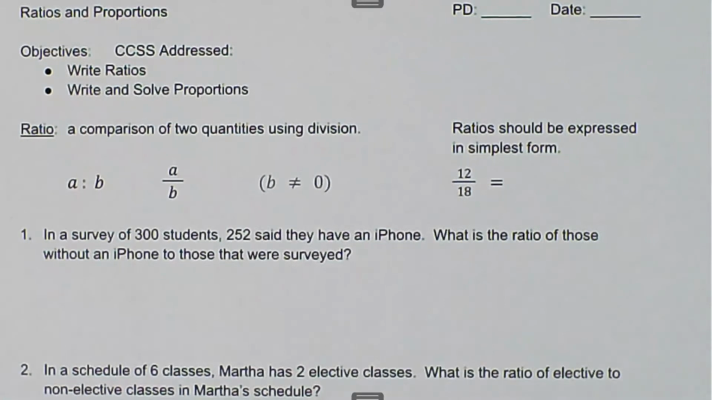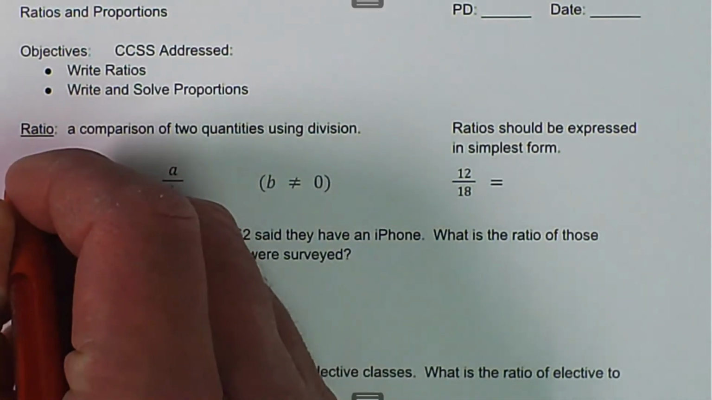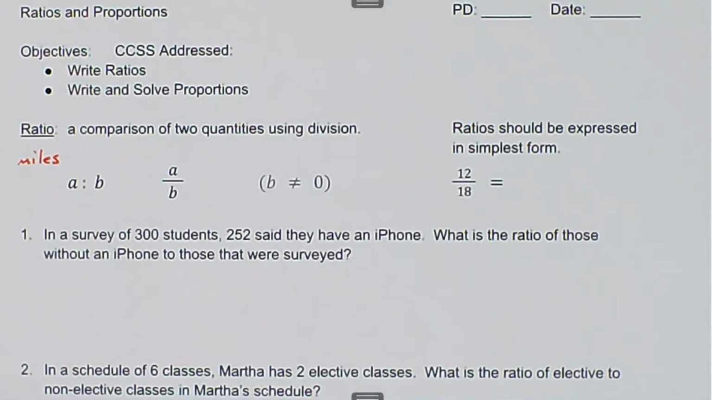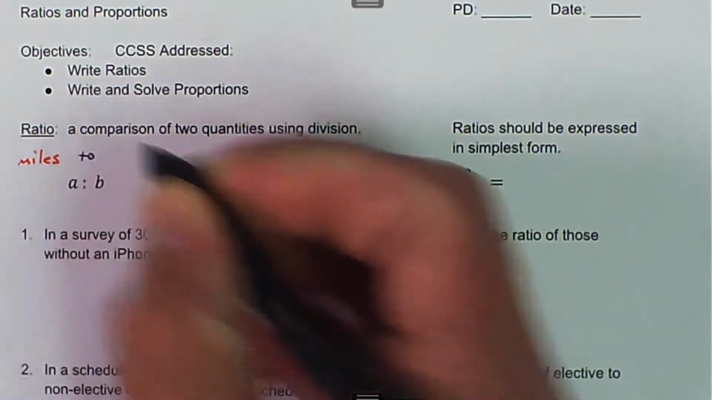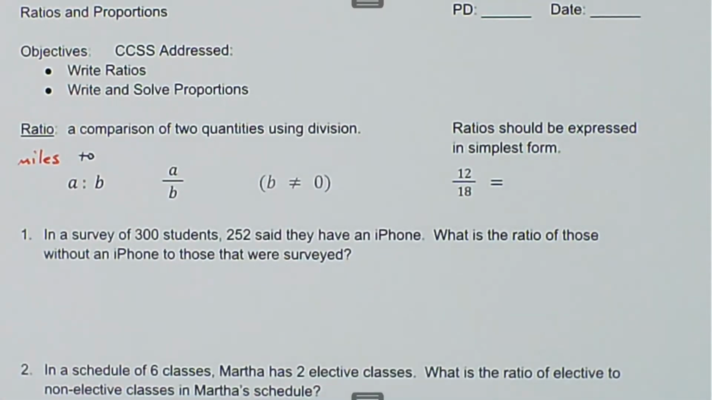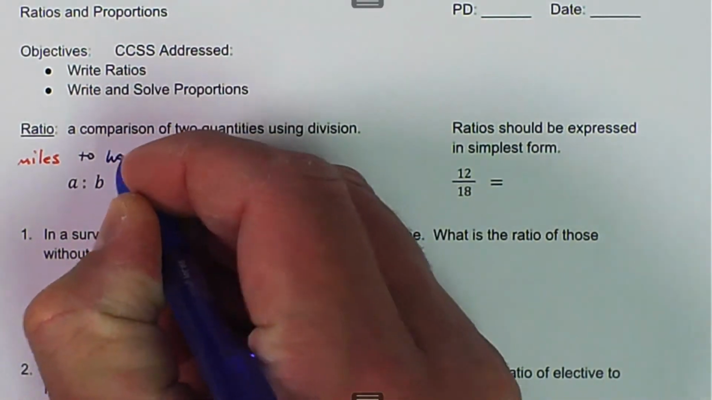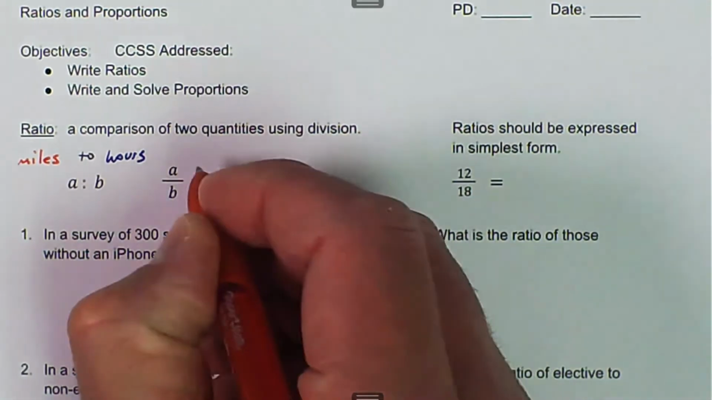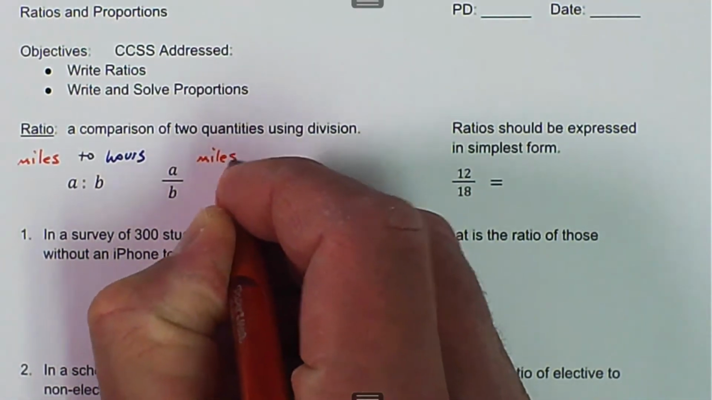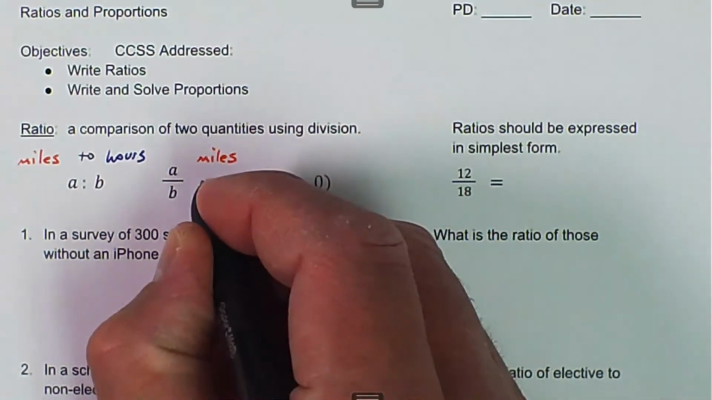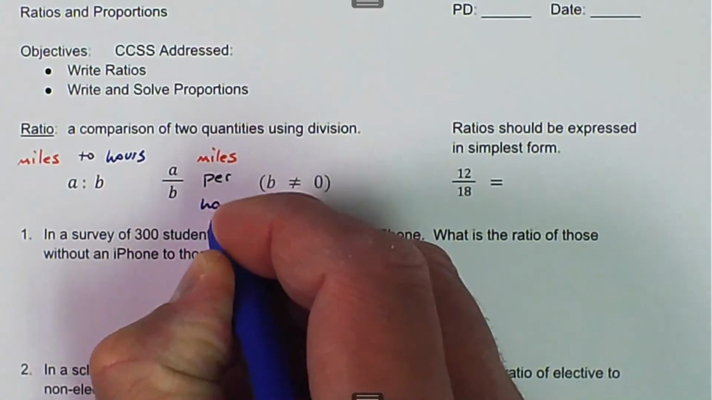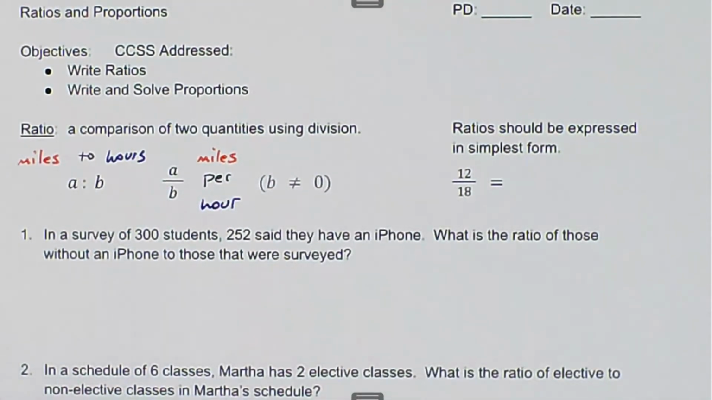Some ratios that you might encounter in a normal day, we could say miles to hours, or we could say miles per hour. Maybe that one we're more familiar with when we're driving down the road. So those are some examples of some ratios.